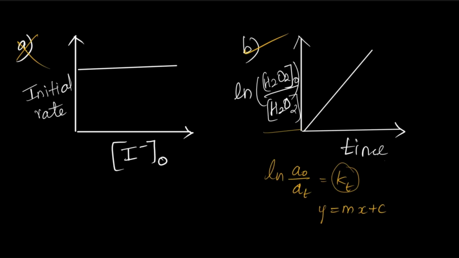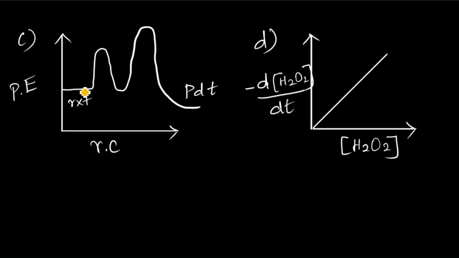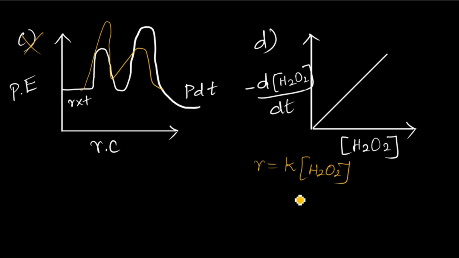Okay, so in that case the ideal graph should look like this, not this one, which is not a right answer. And D, once again, if I am taking the equation, the rate, which is equal to K of H2O2, right?